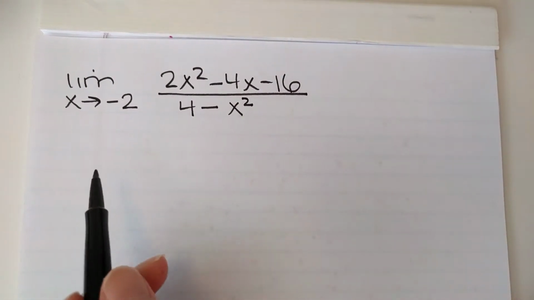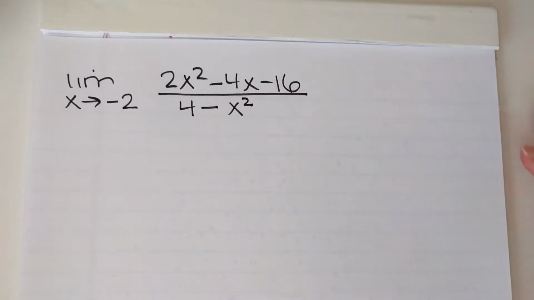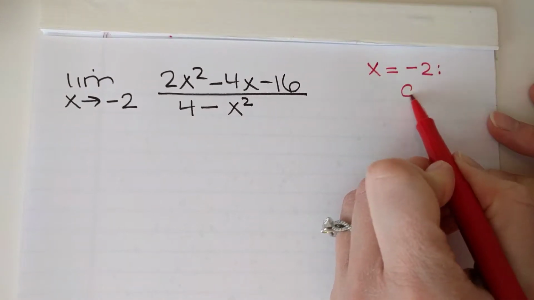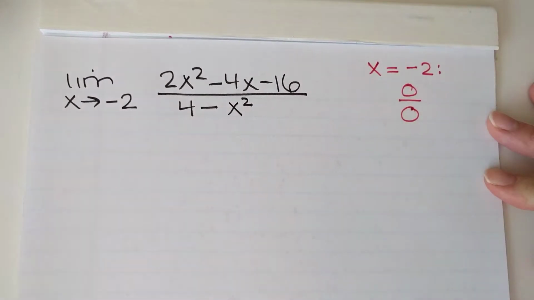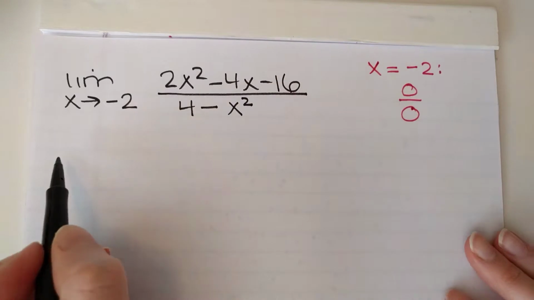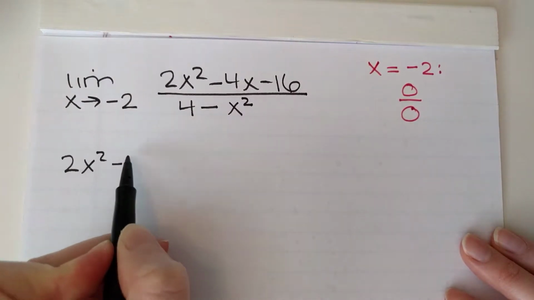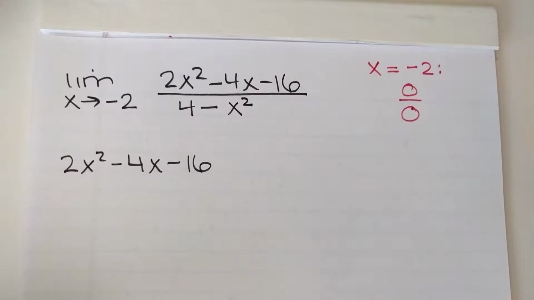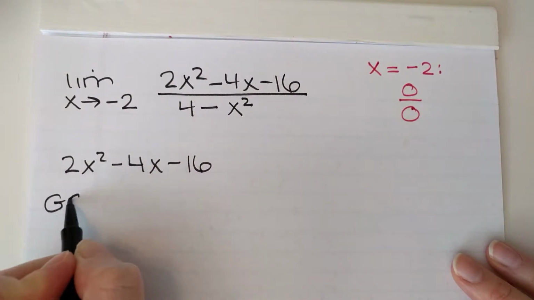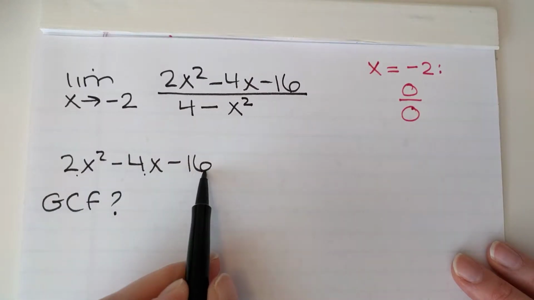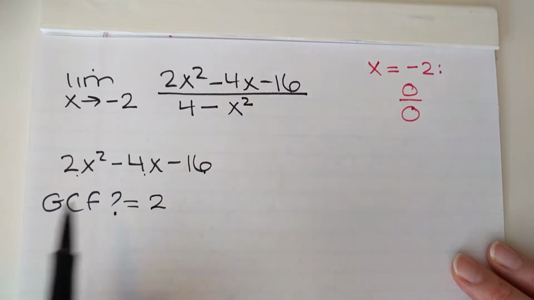So here is an example where when you plug in x is equal to -2, it does give you the 0 over 0 case. And so we need to factor both the numerator and the denominator. Now, let's just focus on factoring the 2x squared minus 4x minus 16. The first question in factoring is always, is there a GCF? So when you look at 2, 4, and 16, you have a GCF of 2.